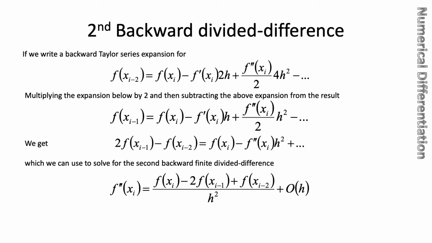You can also get an expression for the second backward divided difference by going through the same process as the forward case, but instead replace h with negative 2h to get the value of the function at x sub i minus 2. Use the first backward divided difference expression as well. Move terms around and then end up with the final expression for the numerical second derivative as shown. The error term is also the order of the first power of h, and you also lose the first two data points.